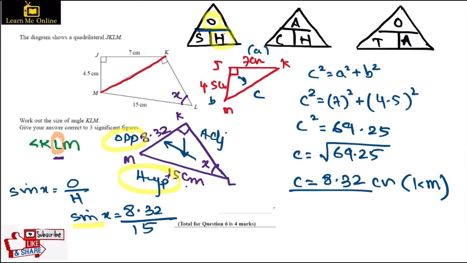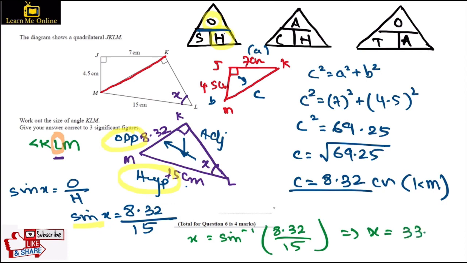When we take the sine to the other side, we get x equals sine inverse of 8.32 over 15. And when you type this whole thing in the calculator, you'll come out with the answer, which is 33.7. So you get the angle which is 33.7 degrees. Because this is correct to three significant figures, that's why I've written my final answer in three significant figures.